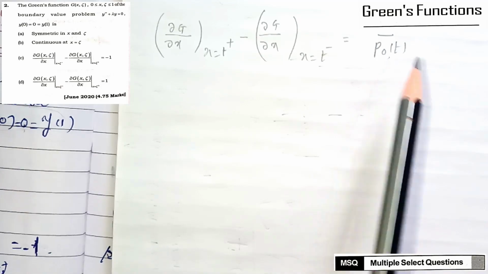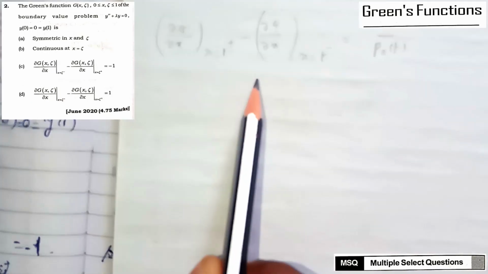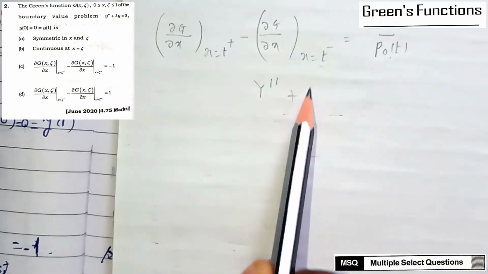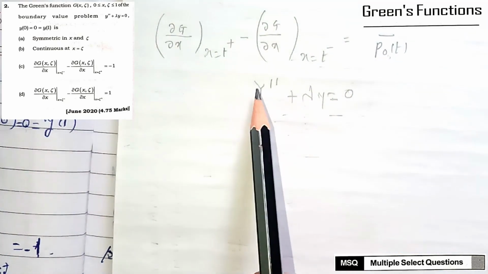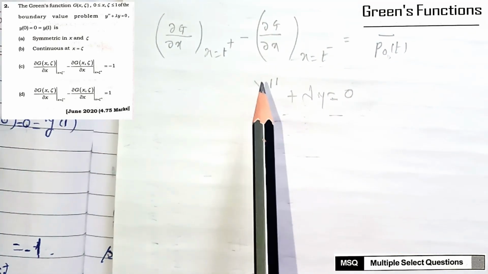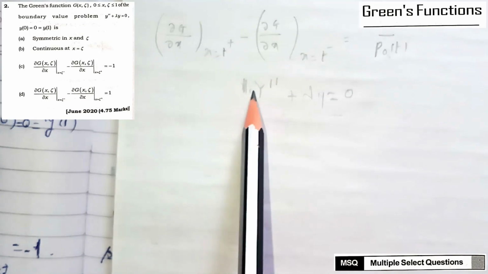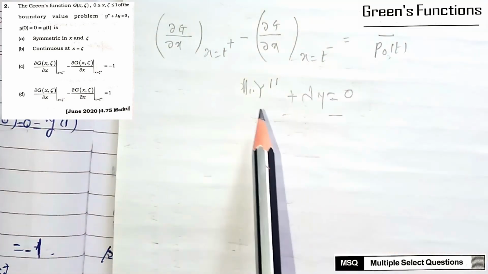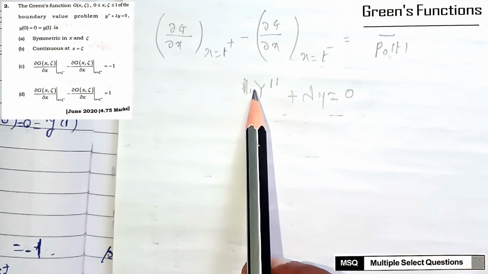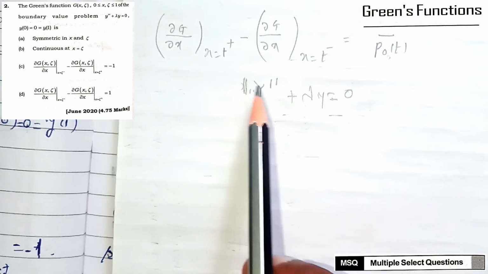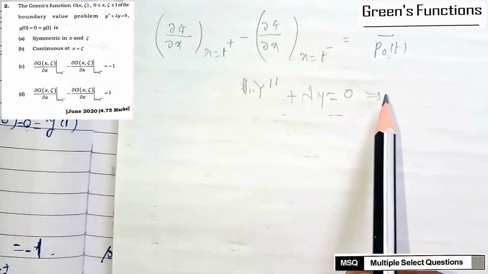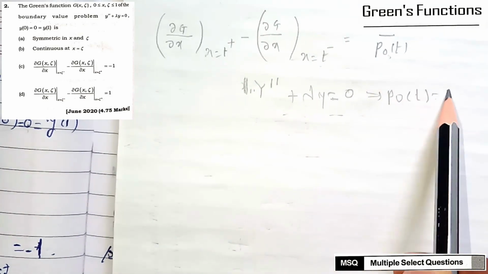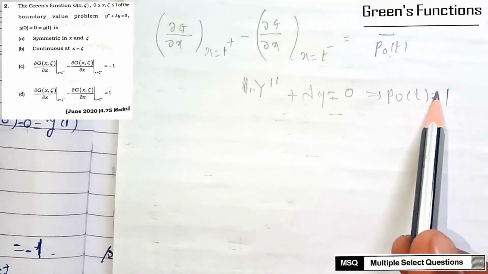So P naught of t, we get it from our boundary value problem, which is y double dash plus lambda y equal to 0, which is the boundary value problem given in our question. P naught of t is the coefficient of y double dash, and here the coefficient of y double dash is 1. So I got P naught of t equal to 1. Okay, so put this value here.